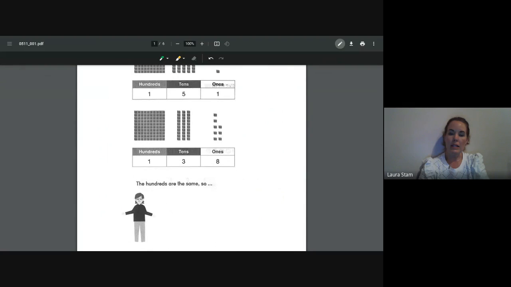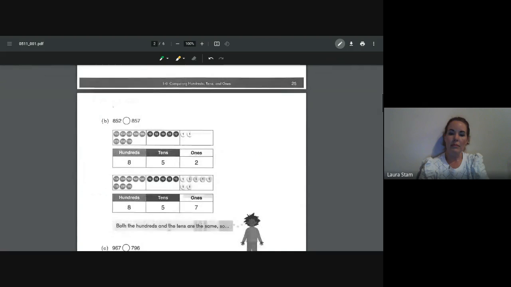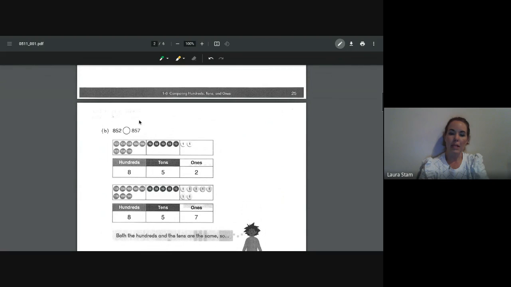All right, let's look at this problem next, okay? B. So we have 852 and we have 857. And here we've used the place value discs and the hundreds chart again. So looking at this, we can see we have the exact same hundreds. And remember, we always start with the hundreds place. We don't care about the ones or the tens. We look at the largest place value first, okay? And by largest, I mean the most value, which is the hundreds, okay?